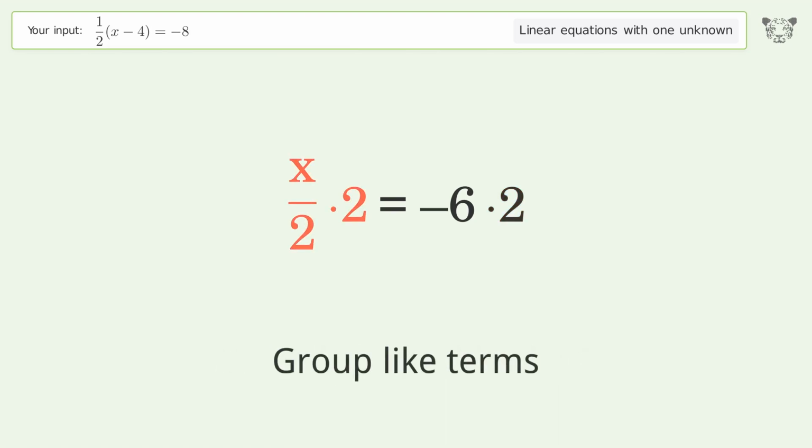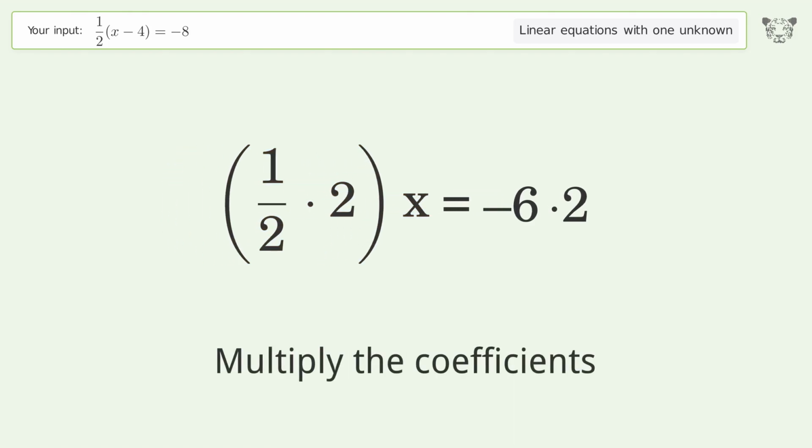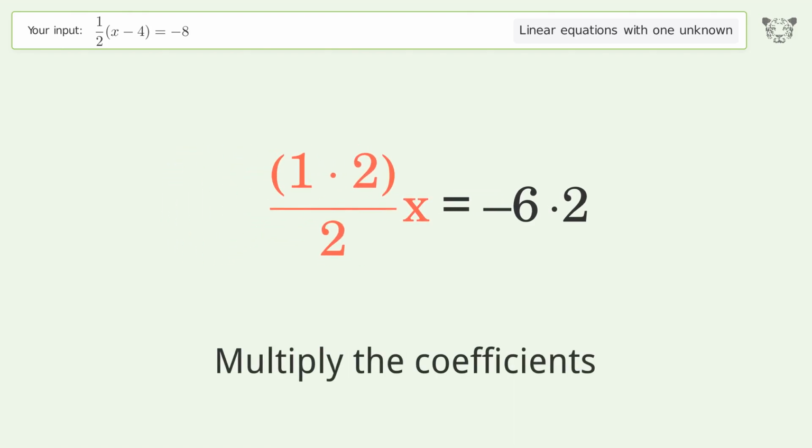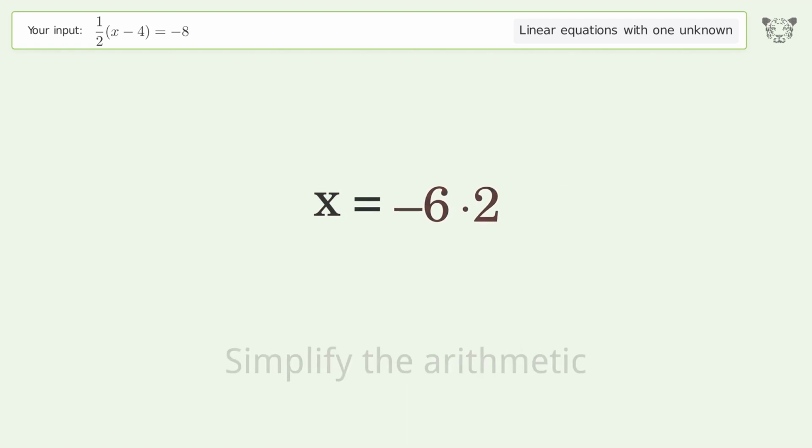Group like terms. Multiply the coefficients. Simplify the fraction. Simplify the arithmetic. And so the final result is x equals -12.